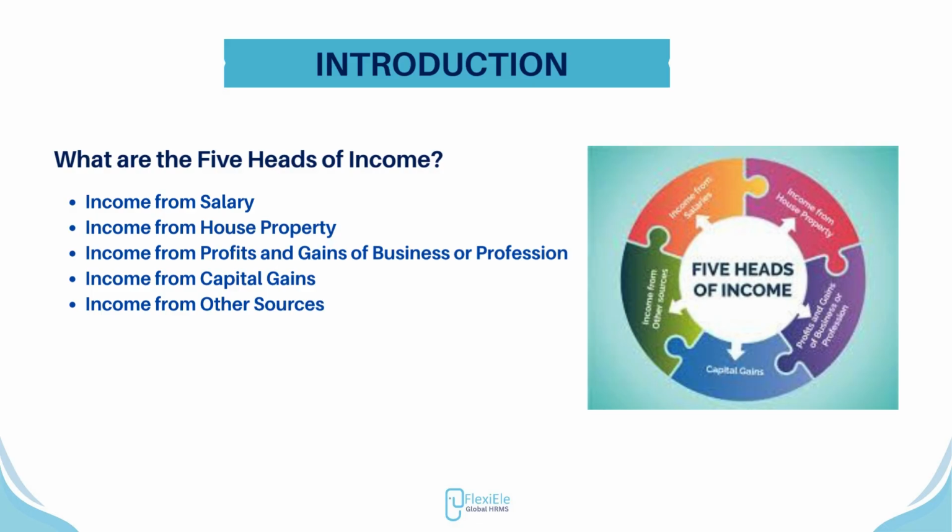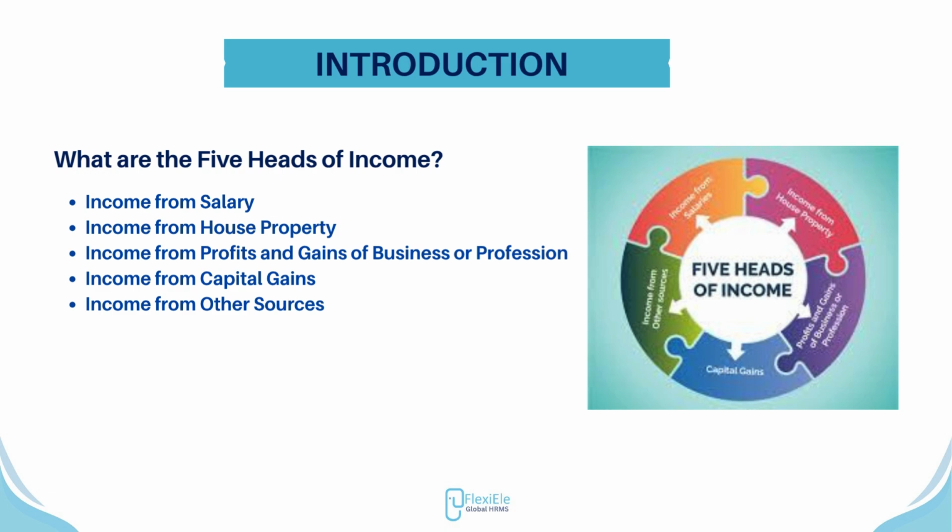The second is income from house property. Do you have a house or apartment you're renting out? The rent you earn counts here, even if it's just one cozy flat. The third is income from business or profession. Freelancers, shop owners, consultants. These are for folks running their own gig or profession. It covers profits, fees, and revenue.